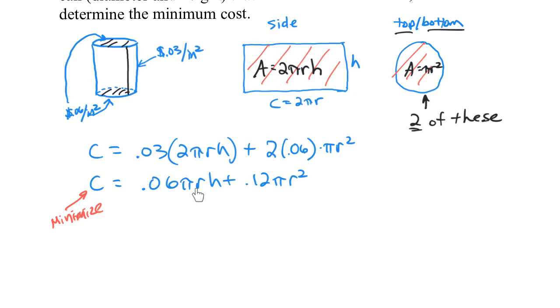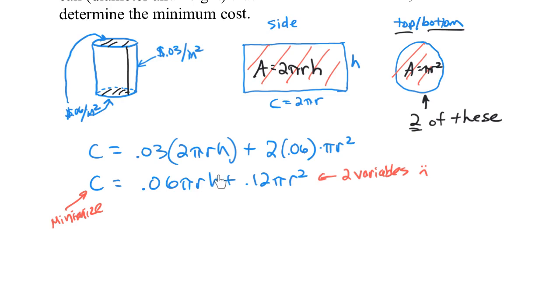Now you might look at this and feel a little bit sad. Do you know why you would feel sad looking at this? We've got r and we've got h. We've got this cost function in terms of two variables. That makes us sad. So we want to somehow figure out a way to get this in terms of one variable. We want to eliminate either the r or the h. Pi is a constant, so we don't care about that. So we need to know something else about this.